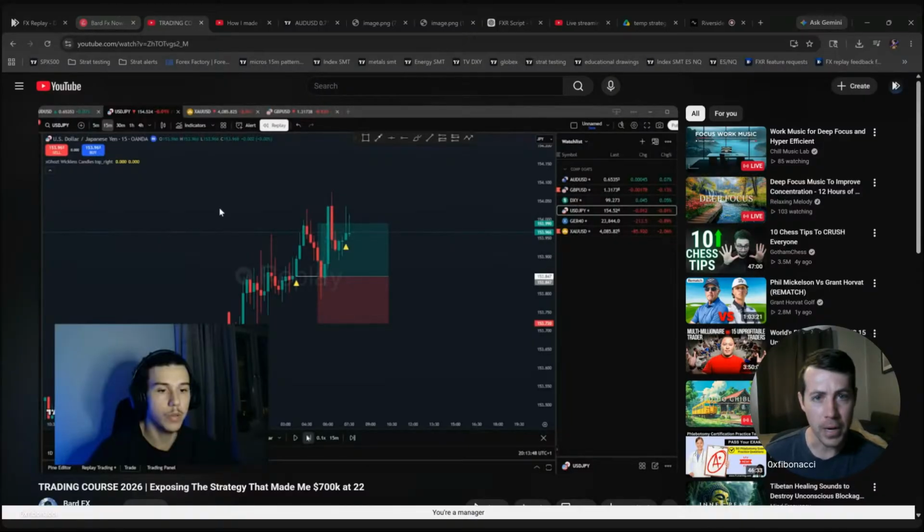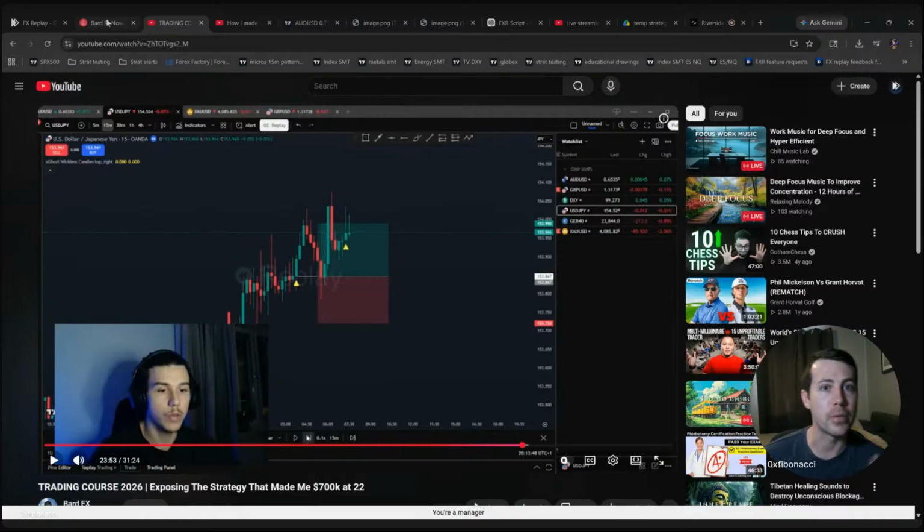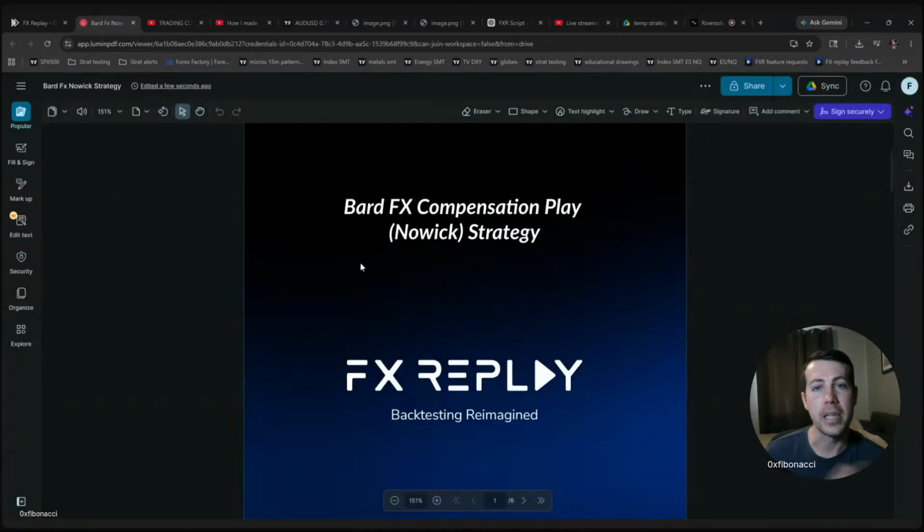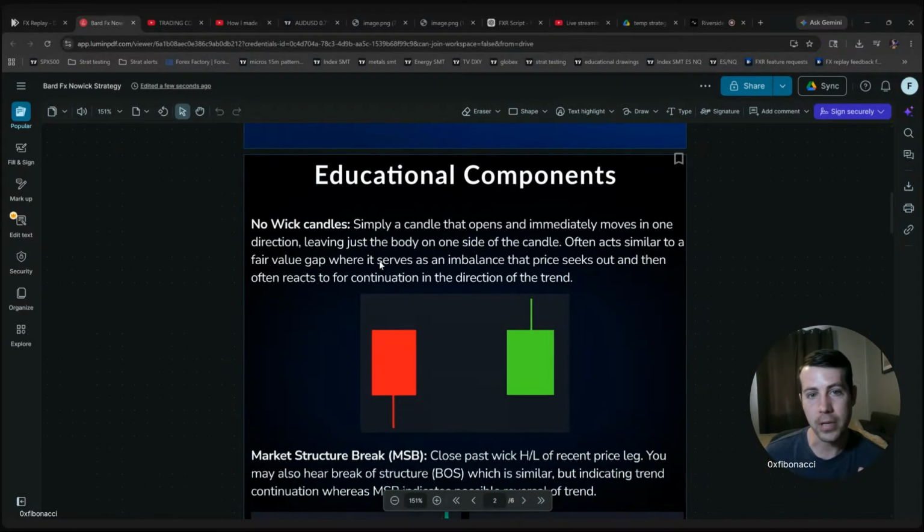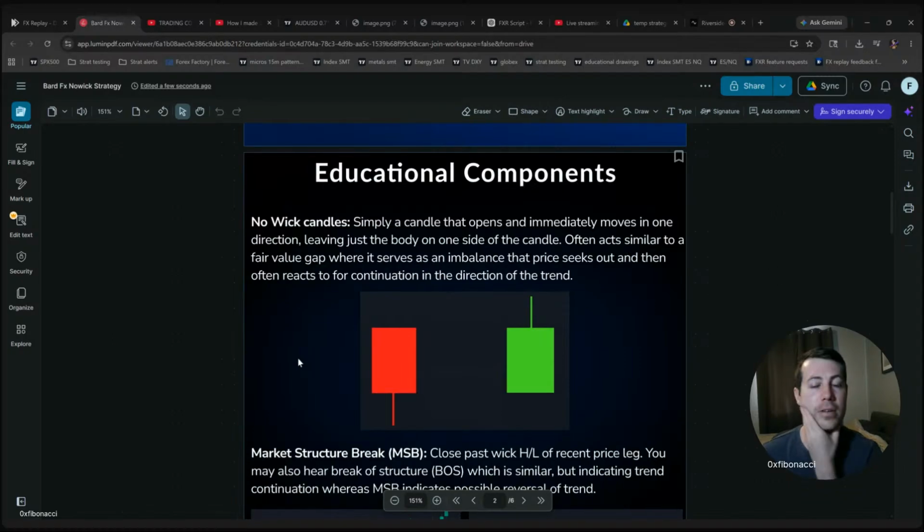So what exactly is this Nowick strategy? We will go over it in the PDF, but it's honestly a pretty simple model, which I think a lot of you will enjoy, but there are quite a few invalidation criteria to make sure that he's filtering out some lower probability trades.